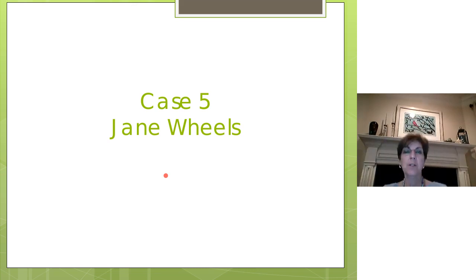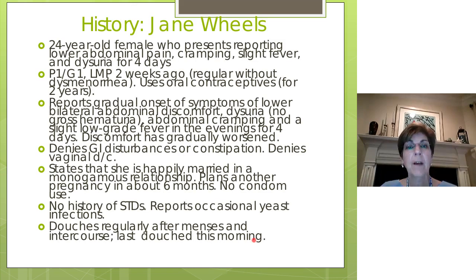Okay, Jane Wheels is case number 5. And she is a 24-year-old who presents with lower abdominal pain, cramping, slight fever, and dysuria for 4 days.